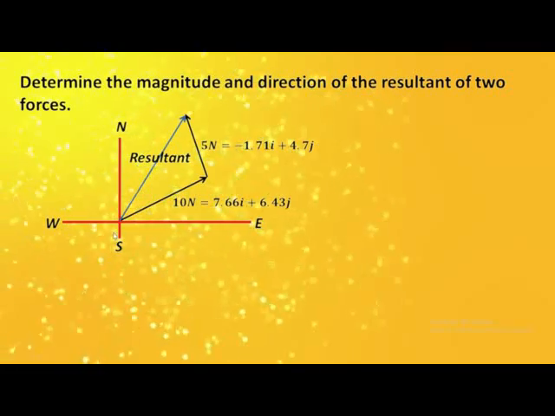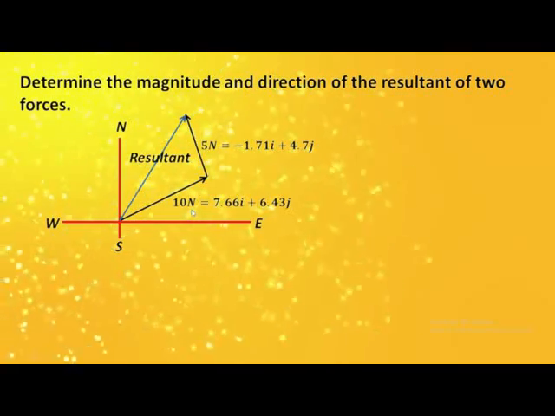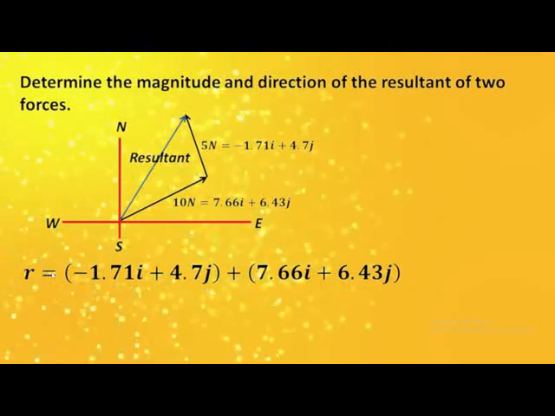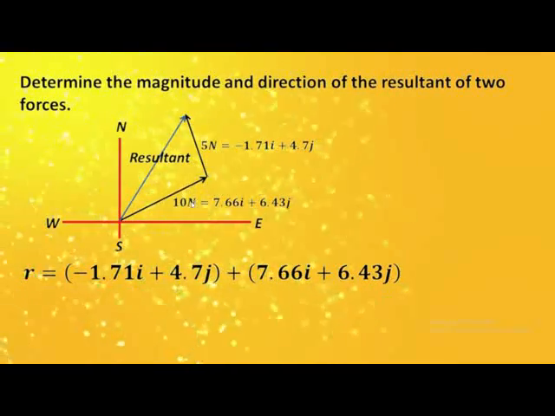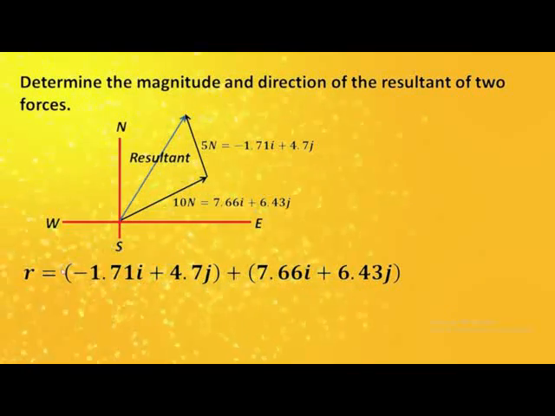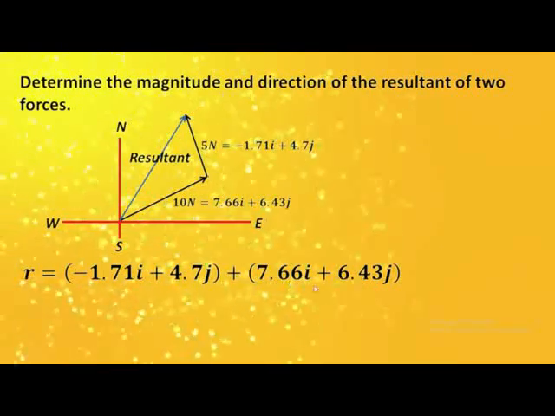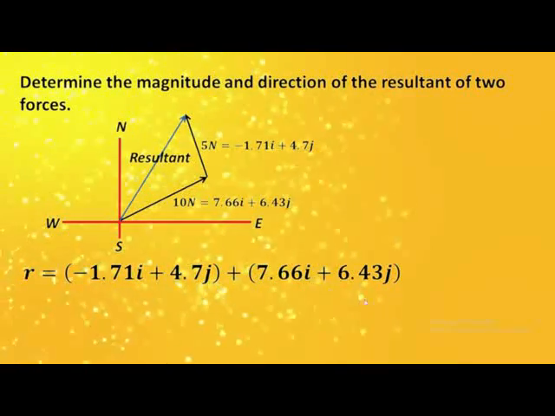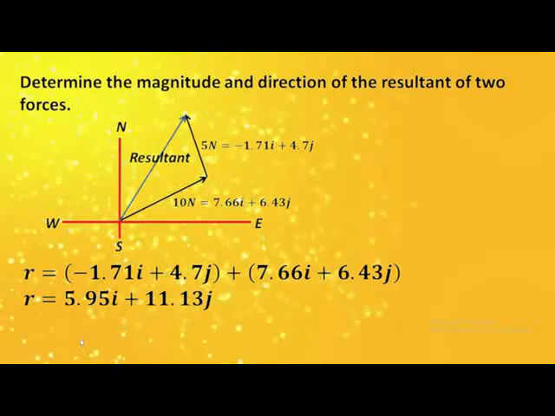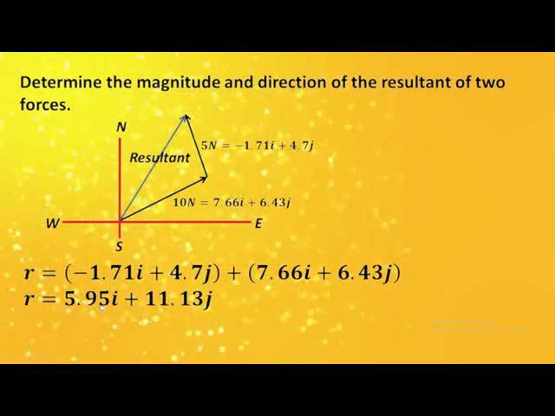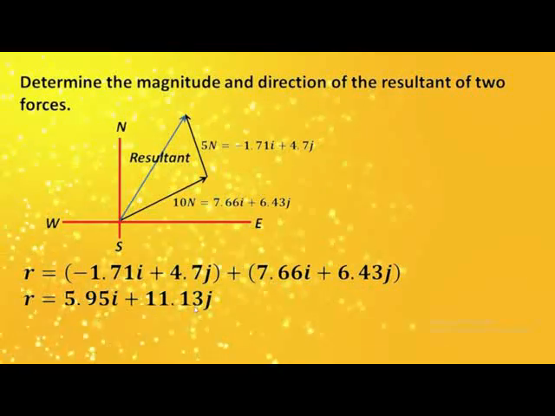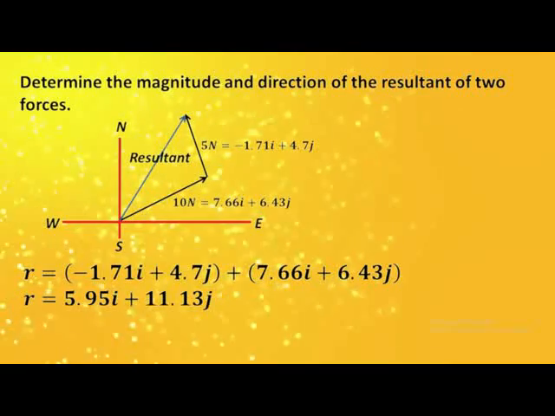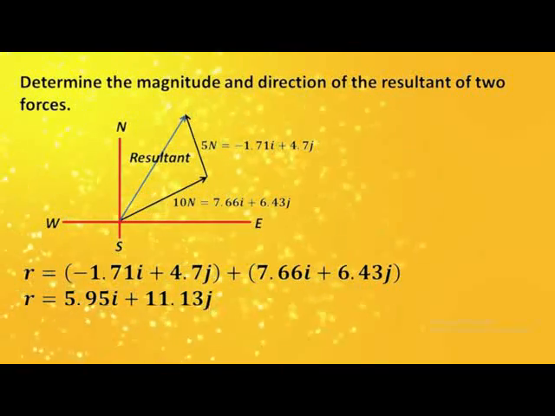So the resultant of both vectors is actually the addition of both vectors. We simply add this vector and this vector. In vector addition, we add the i component with the i component and the j component with the j component. So R equals 5.95 i plus 11.13 j. That's the component form of the resultant vector. Now we're going to find the magnitude.